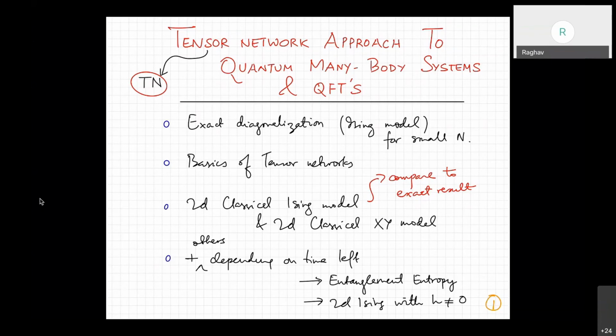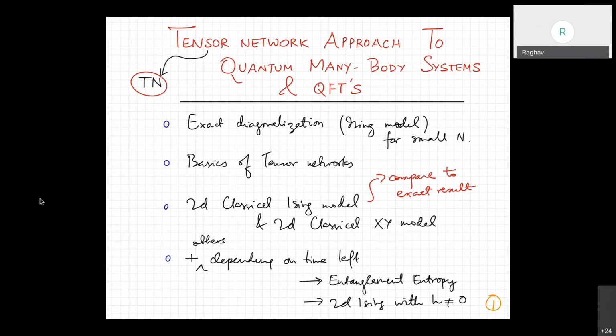And then we'll go to the basics of tensor networks. After going through the basics, I'll discuss the 2D classical Ising model and compare it to the exact result, which we know very well from the work of Onsager and many other people. So we'll see how numerical tensor network methods help us get to the exact result, and what things we have to do in the process. Then I'll discuss the 2D classical XY model.